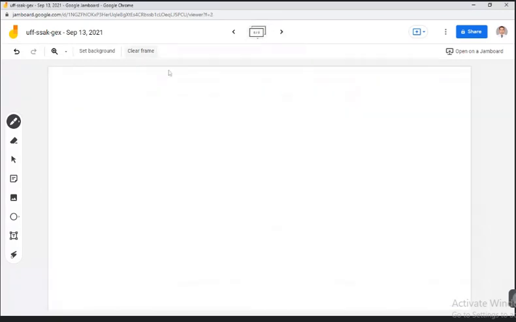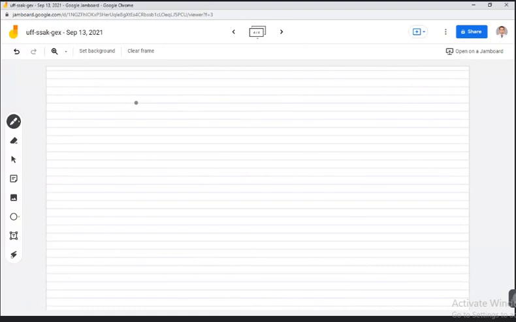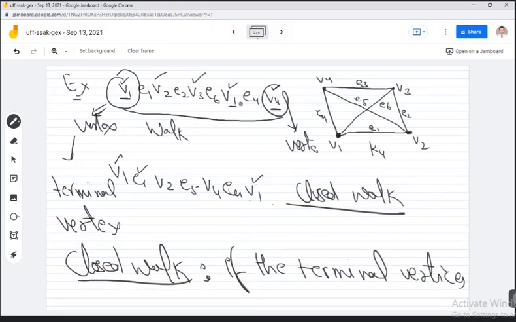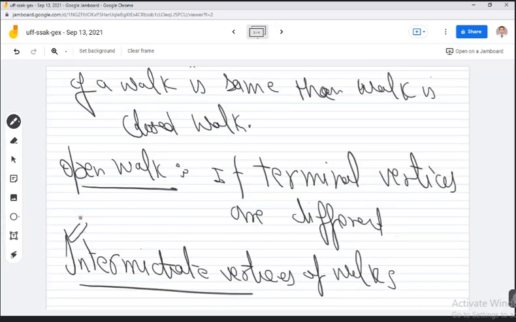Now we come to the next definition, that is the path. Someone is asking something: please tell one more time about the intermediate vertex of a walk. Terminal vertices means the end vertices of a walk, and vertices other than the terminal vertices are called the intermediate vertices.